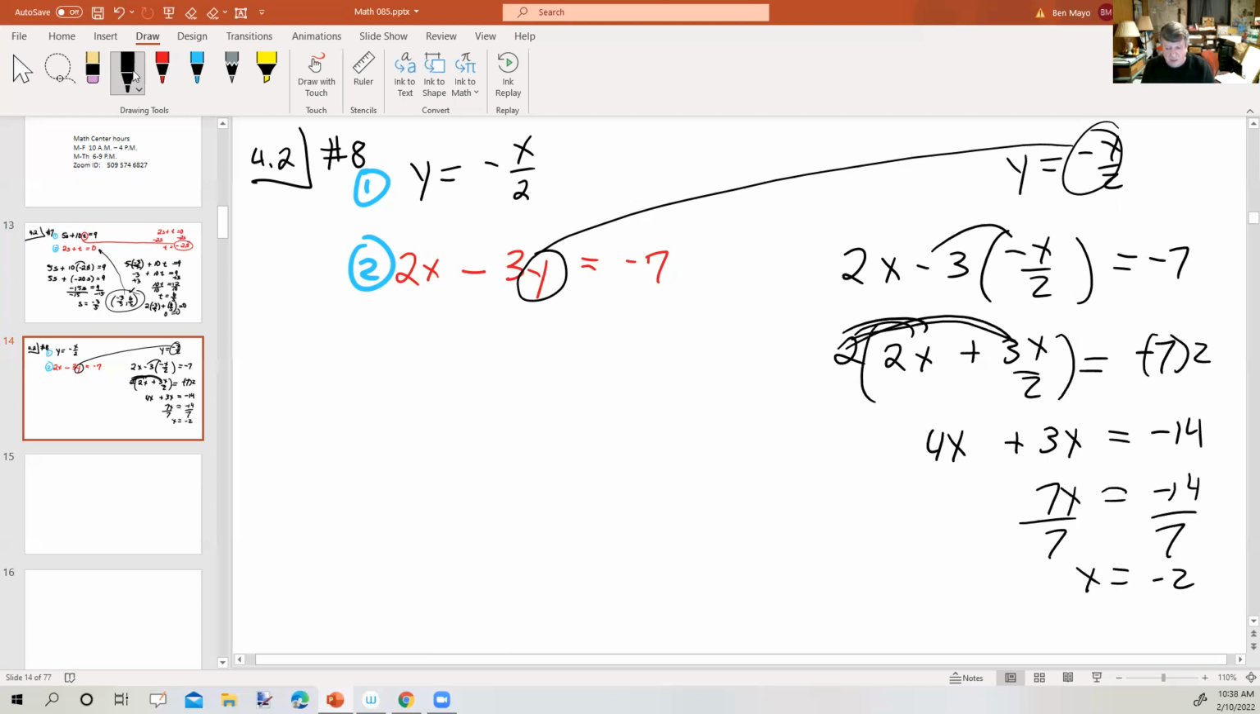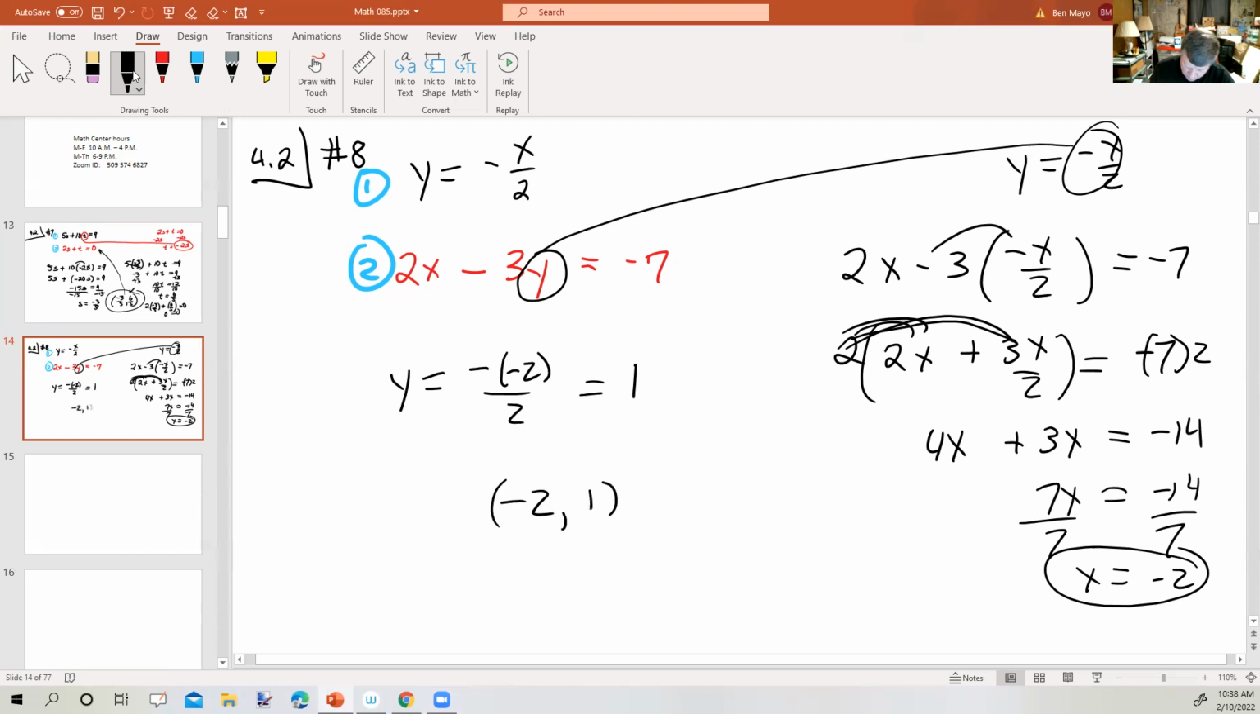So we see from the end of step 3, this problem is just like the previous problem in that we have a variable equals a number. So we're going to go on and complete the ordered pair. All right. So step 4 is to take the results of step 3 and plug it into either one of the original equations. I'm going to plug it into equation number 1, the top one. So y equals negative, and then x is negative 2 over 2, which would be 1. So now I've got this proposed solution, negative 2, 1.